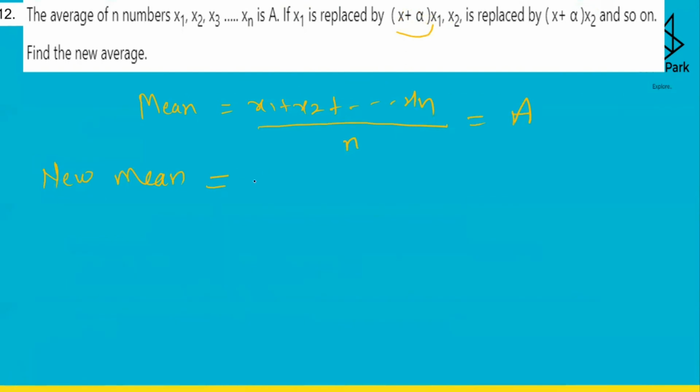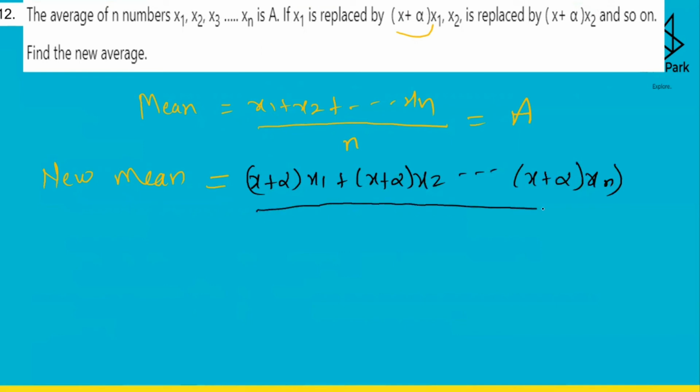Let us change the ink. So, the new mean, every time the observation is replaced by this. So, the new observations are x plus alpha times x1 plus x plus alpha times x2, like that, x plus alpha times xn, divided by the number of observations, n again. Now here x plus alpha we take common. So new mean we have to find out.